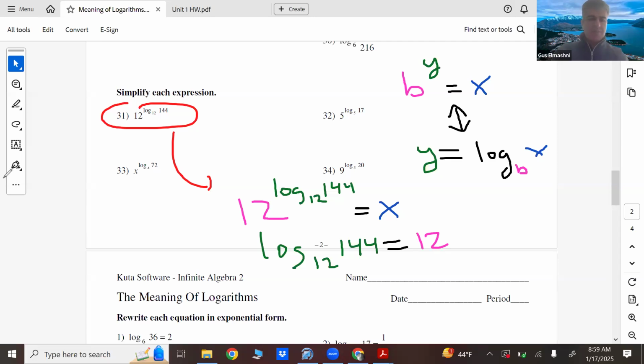Actually, hold on a sec. My apologies. Let me rewrite it one more time. So log base 12. I meant to write like this. My apologies. Here we go. Okay, now I got it.